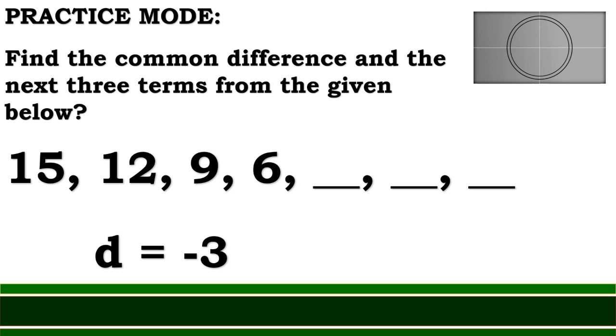So the next three terms will be 3, 0, and negative 3. So let us try. 6 plus negative 3, this is unlike sign, so we are going to subtract, will give you 3. Then 3 plus negative 3, this is unlike sign, you need to subtract, will give you 0. Then 0 plus negative 3 will give you negative 3.